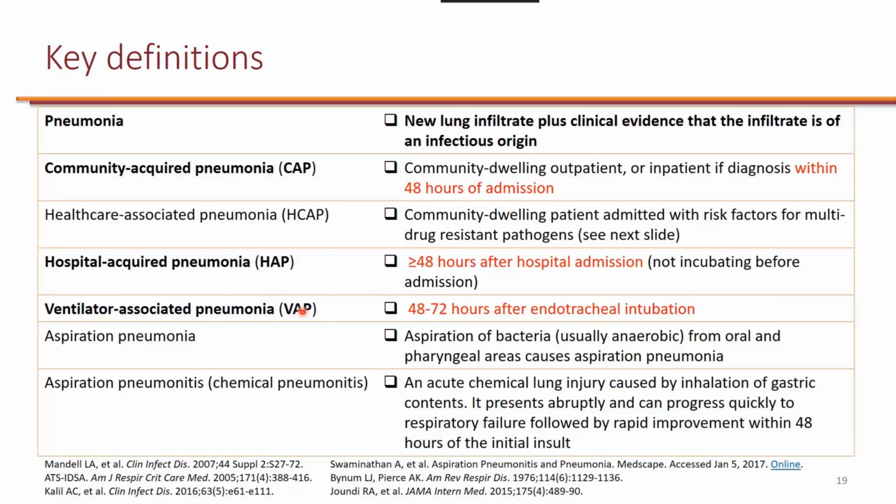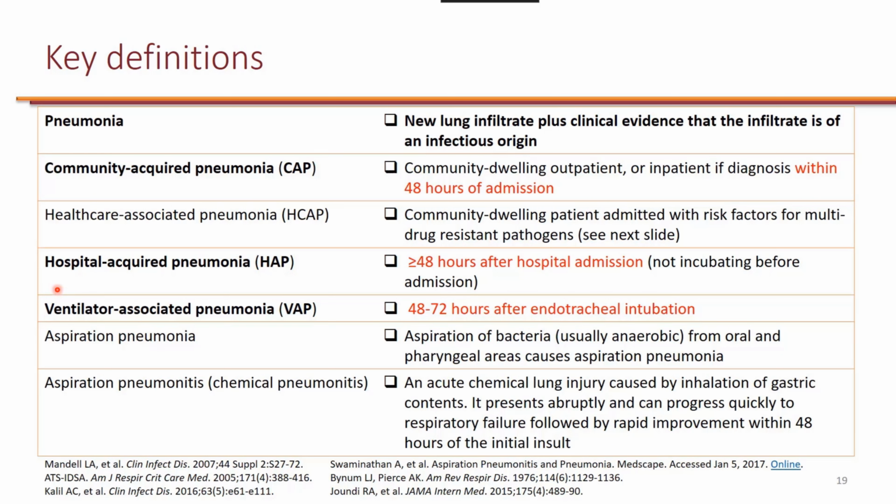Now, keep in mind that all ventilator-associated pneumonia patients are actually hospitalized. So, VAP is a subset of HAP. But when you diagnose a patient with pneumonia due to ventilator, we are not going to call it HAP. We actually call it VAP, even though those patients technically meet the definition of hospital-acquired pneumonia. So these are the three types of pneumonia that we will focus on.